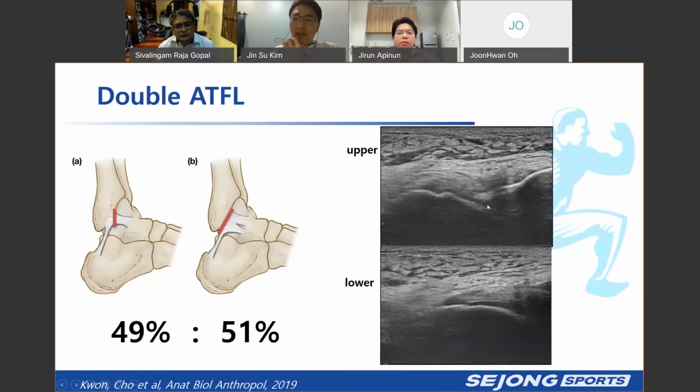On the right side, in the ultrasonogram, the upper ATFL part is torn, but the lower ATFL part is attached to the fibula side. It means an upper ATFL tear. He returned to play in 2 weeks. Just 2 weeks, he can play, with just wrapping the ankle. He can play soccer. He's a professional athlete.